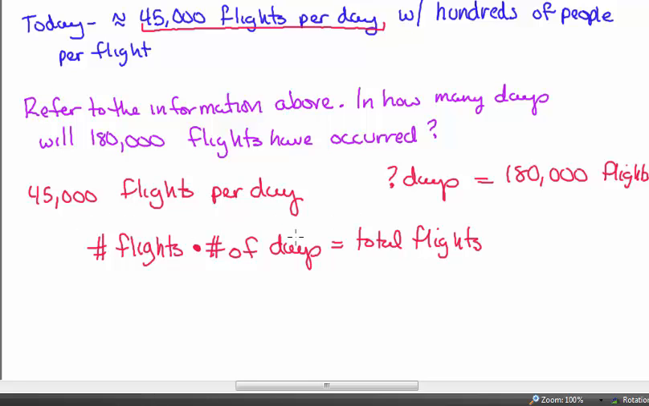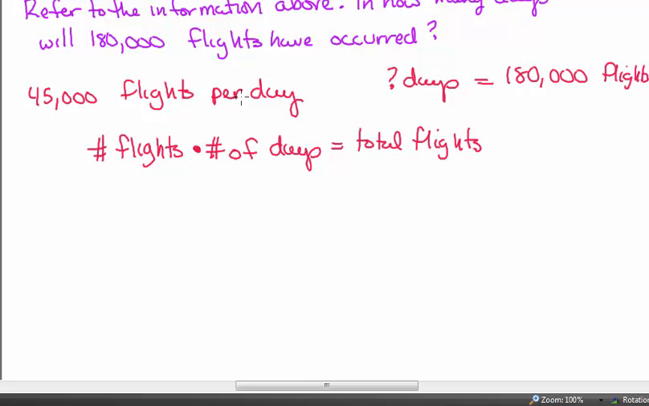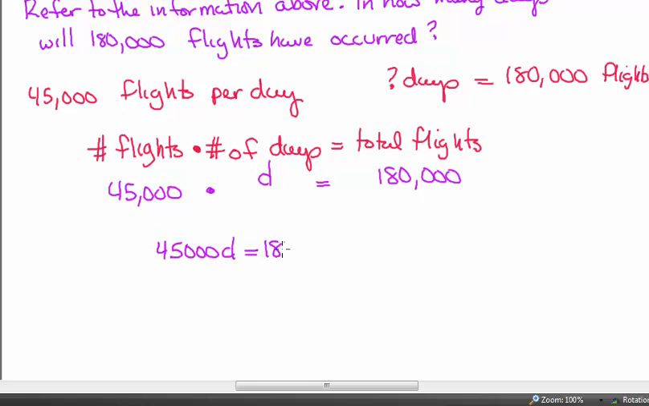And this is basically our equation setup. If we come in now, 45,000 flights per day, I will call days D. There's 45,000 flights every day, and I want my total flights to equal 180,000. So if I write this out in an algebraic equation, I get 45,000 D equals 180,000.